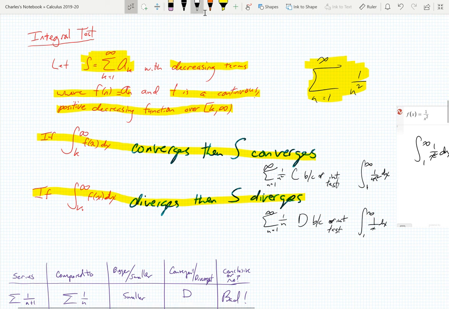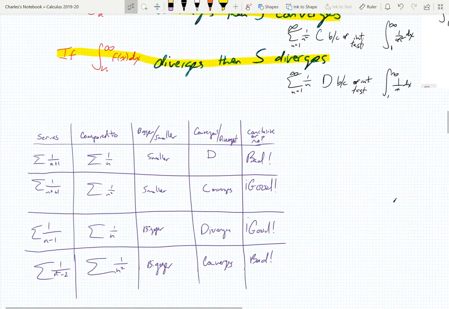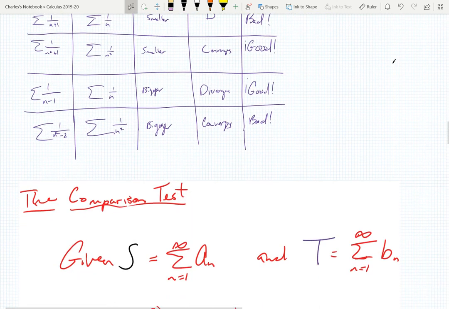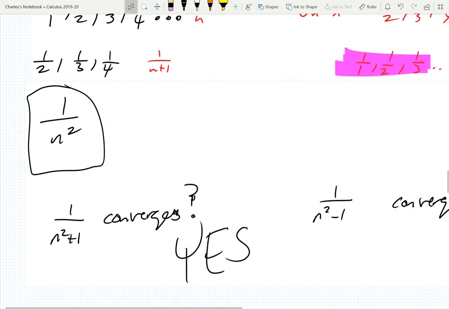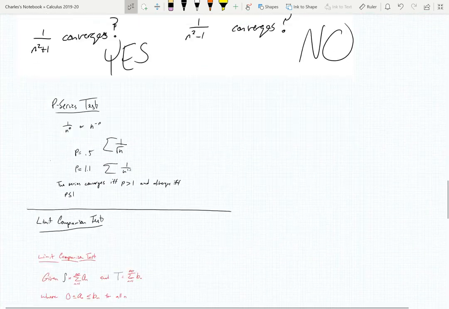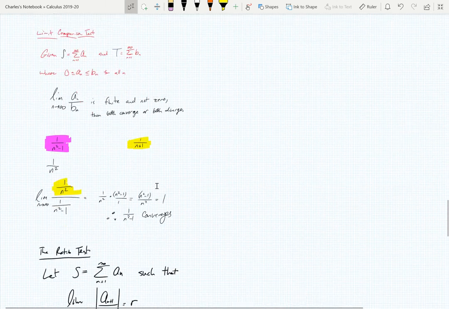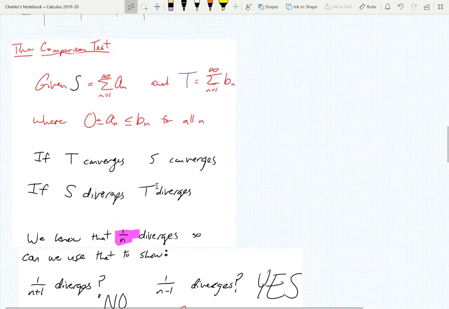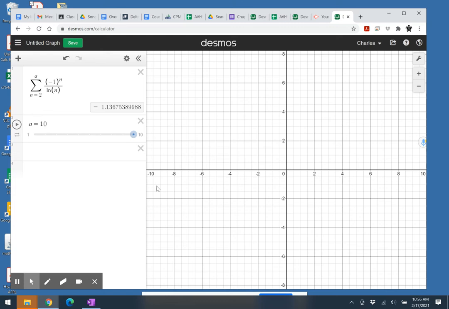I think that's where I'm going to end it now. And when we go on, we've got the comparison test. We've got the p-series test. We have the limit comparison test. We have the ratio test. You don't need to know all those yet, but it's good to know that they're coming, I think.